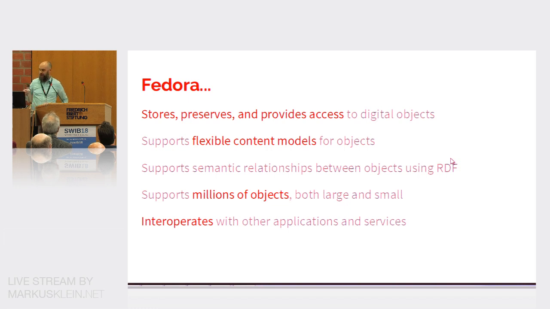So this is also not really a standard what is Fedora presentation, but just to provide a little bit of context for those of you that might be less familiar with Fedora as an application. I'm talking here about the repository software. There's always confusion because there is also a more well-known Fedora Linux distribution. That's not what I'm talking about, so just for clarity, this is about the repository software. Basically Fedora is for storing and preserving and providing access to digital objects. One of the main things it provides is flexibility for modeling your data any way that you choose. And that flexibility really is delivered by this focus on semantic relationships, on RDF, and so that's what I wanted to focus on here today.